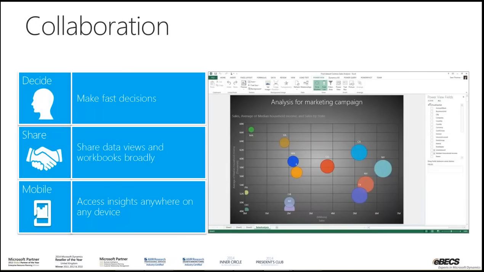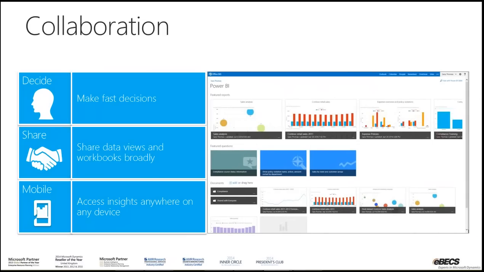As far as the collaboration capabilities of Power BI goes, you're able to make fast decisions. You're able to get that data. You're able to share that data with others. And by sharing these workbooks and sharing these charts with other people in your organization, you can come up with a consensus, a team-wide consensus immediately, because everybody's got the data they need. Everybody can see what you see. It's really a true democratization of your data.